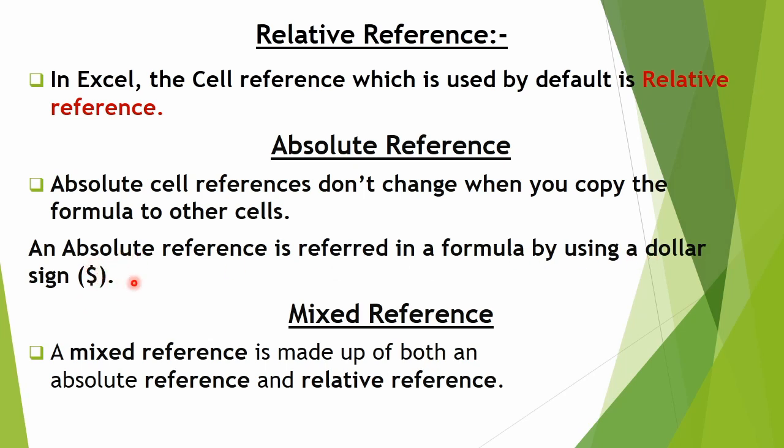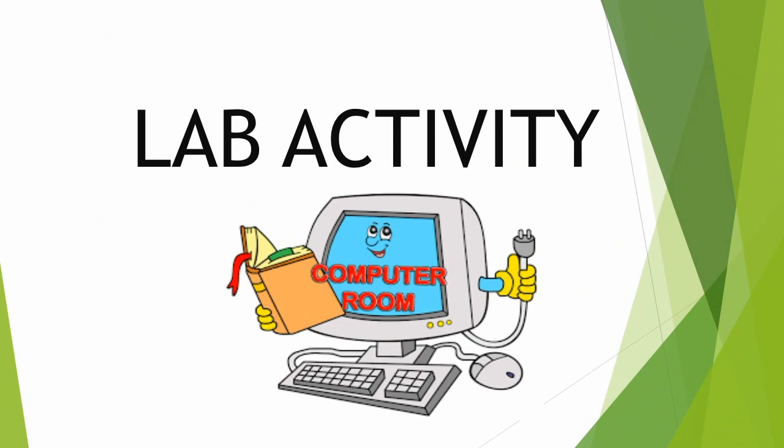So this symbol is very much important. For giving a particular cell address, if you use this symbol, that means we are referring to an absolute cell reference. Mixed cell reference is made up of both absolute cell reference and relative reference. Now, practically we will understand all the cell references. So, let us move to the Excel sheet now.